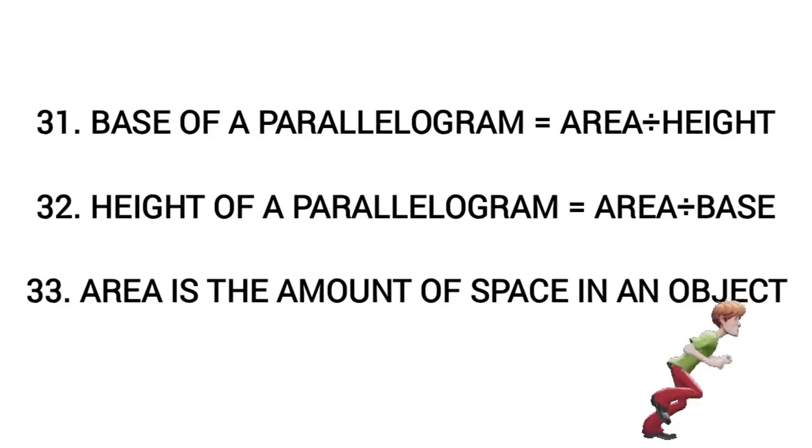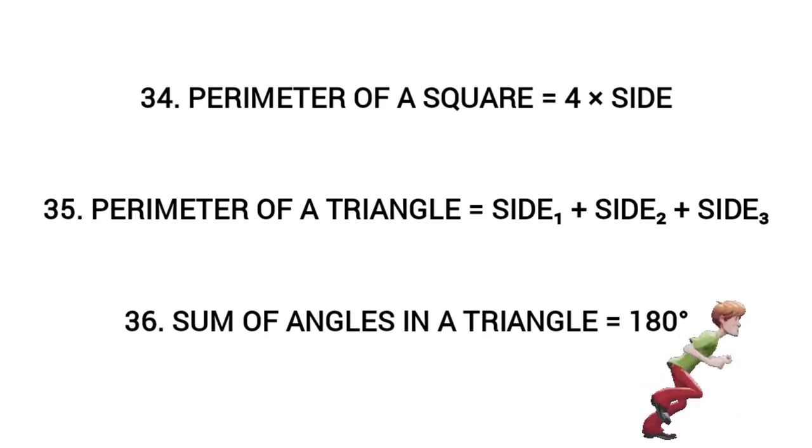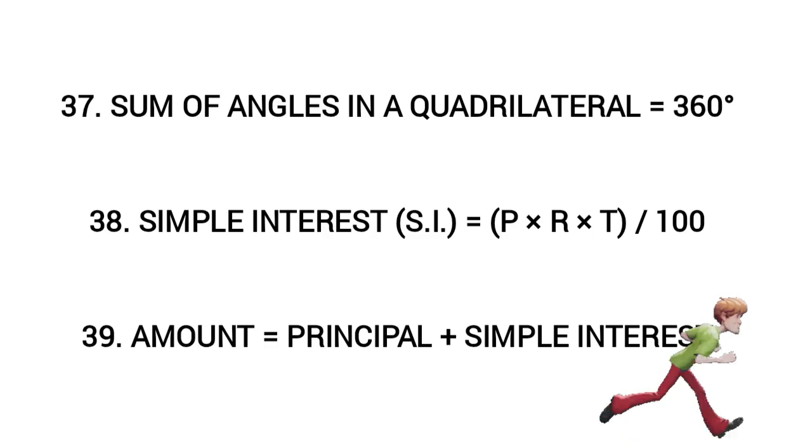Let's move to another one. Perimeter of a square equals 4 sides. Also perimeter of a triangle is equal to side plus side plus side. The sum of the angles of a triangle is 180 degrees. Then we move to the sum of the angles in a quadrilateral, that is 360 degrees.